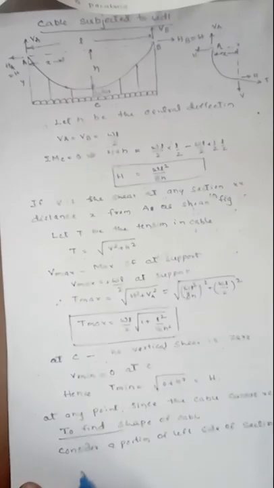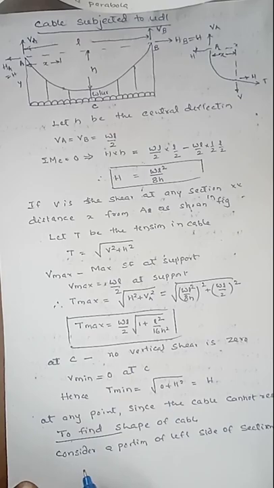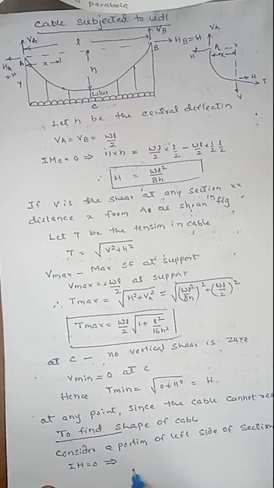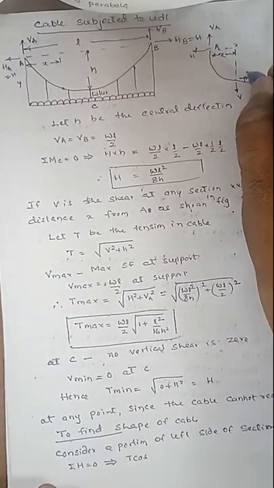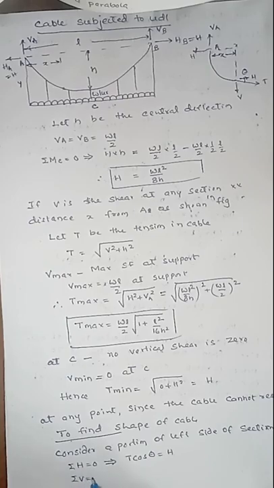Phi equals, here in the above figure. By horizontal equilibrium, summation of H equals 0, that gives us T cos theta, where this angle is theta, so T cos theta equals H. Then summation of V equals 0, that is T sin theta, if you resolve the tensile force in the cable into two components, one along the vertical direction and one along the horizontal direction.